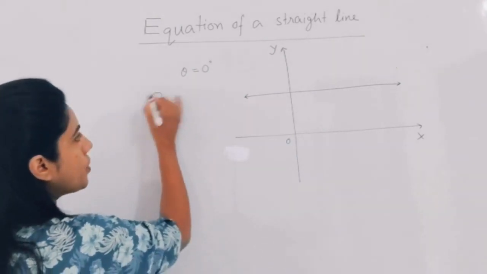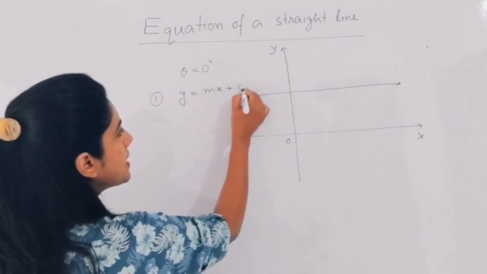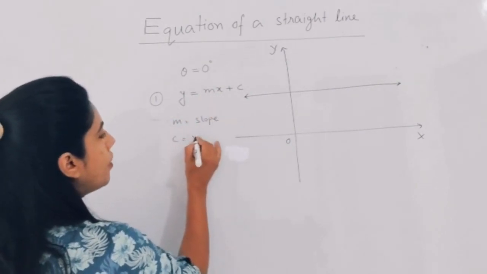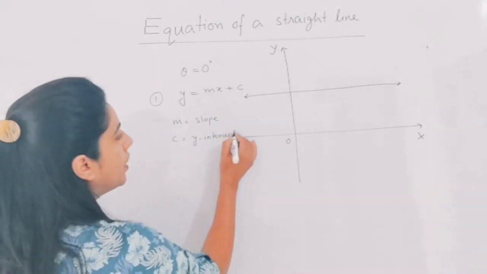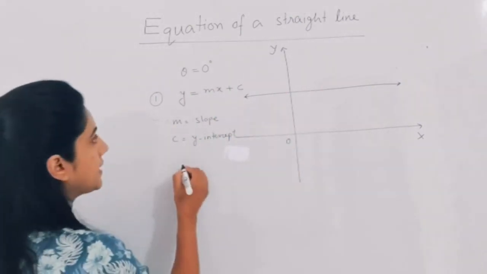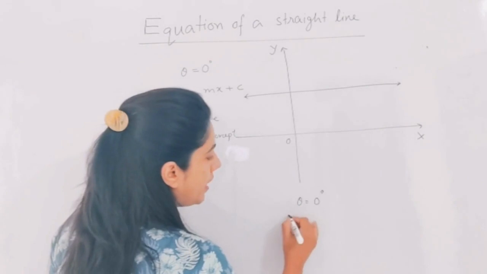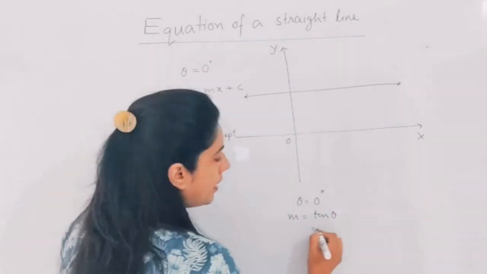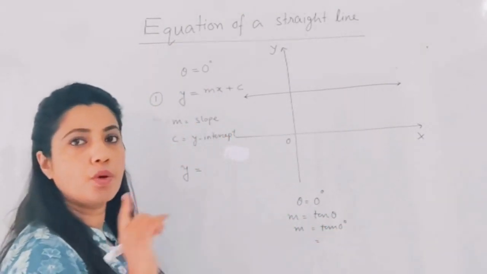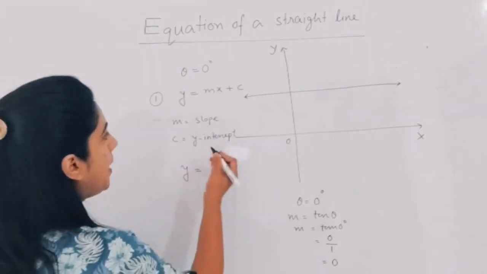Now the first form of the equation of a line, which I told you last time, is y is equal to mx plus c, where m is the slope and c is the y-intercept. Now suppose I put the values for this particular line which is parallel to the x-axis. Theta is equal to 0 degree, m is tan theta, that is tan 0 degree. Tan 0 is sin 0 by cos 0, sin 0 is 0, so 0 upon 1, that is 0. So here m is equal to 0.